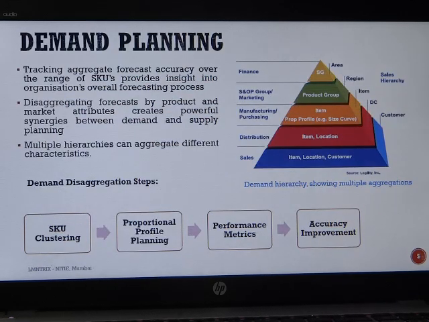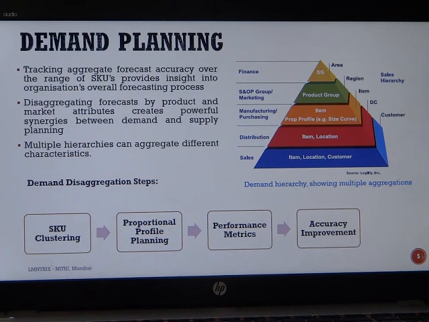First of all, in demand planning, aggregate forecasting gives us an insight into the organization's overall forecasting process. But disaggregating forecast by product and market attributes creates powerful synergies between demand and supply planning. As you can see in this diagram, there's a demand hierarchy showing the multiple aggregations. For the demand disaggregation, the following steps can be concluded.